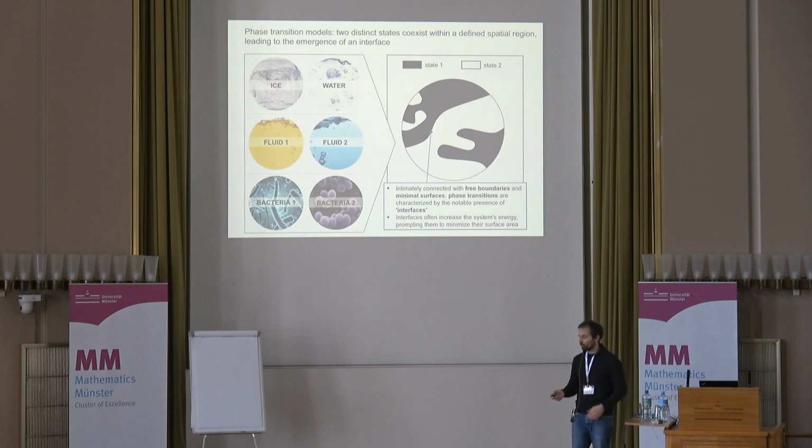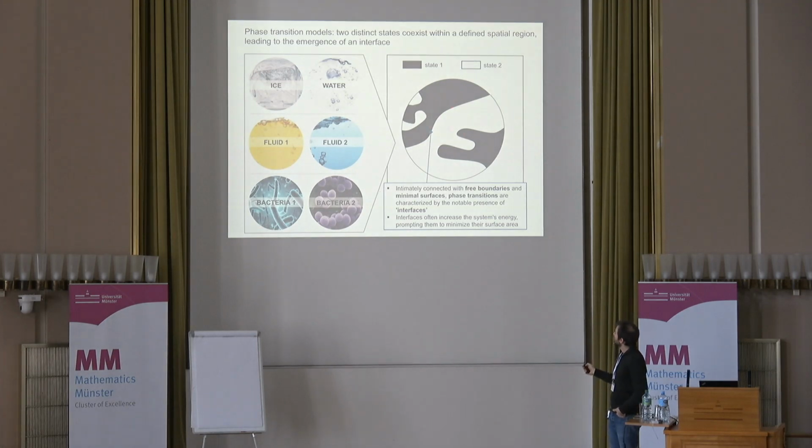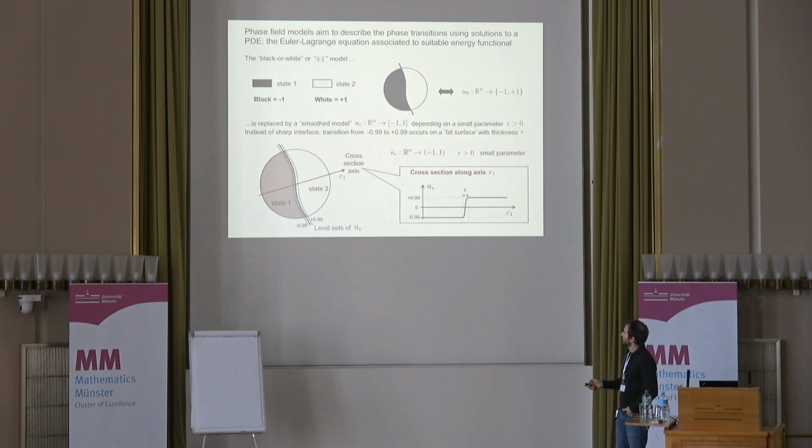So there are many models that lead to this, and mathematically, I would be considering a black and white picture. And the thing is that between the black and the white there is an interface, and somehow in the models that we consider, this interface increases the system's energy, and this prompts the minimization of the surface area of the interface, right?